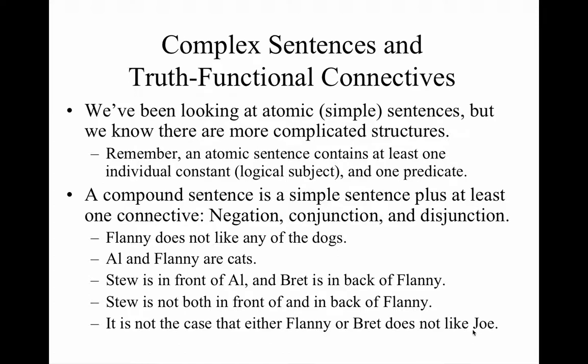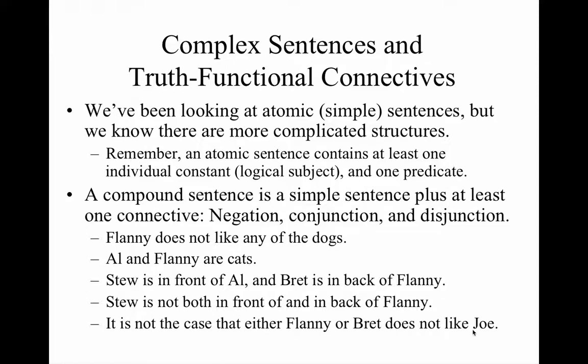So take a look at the sentences that are under the second bullet point. We have Flanny does not like any of the dogs. Al and Flanny are cats. Stu is in front of Al and Brett is in back of Flanny. Stu is not both in front of and in back of Flanny. It is not the case that either Flanny or Brett does not like Joe. Notice that, with the exception of the very first example, all of these sentences involve named entities and what we're saying about them. So, for example, Al is a cat, Flanny is a cat. So cat is predicated of, respectively, Al and Flanny.